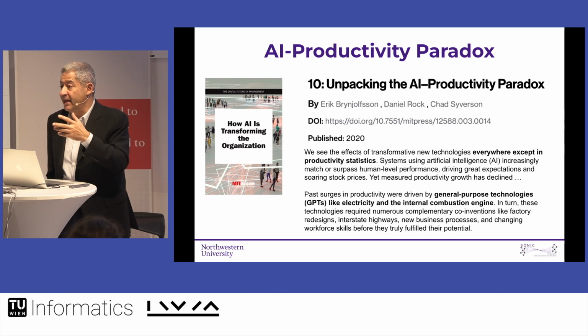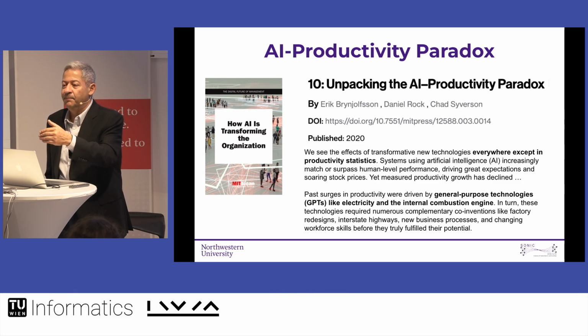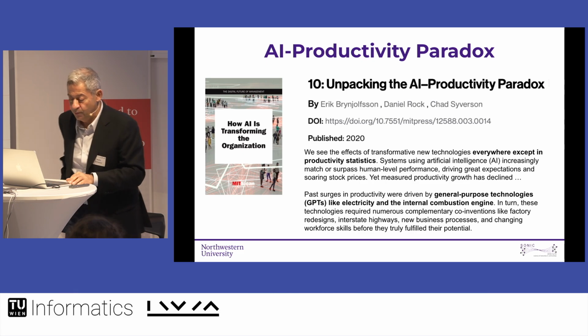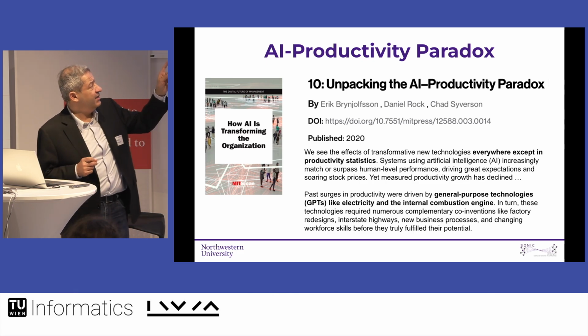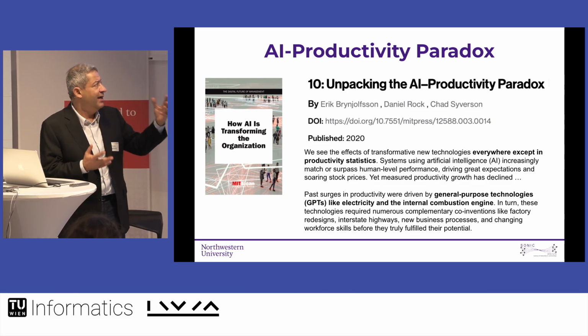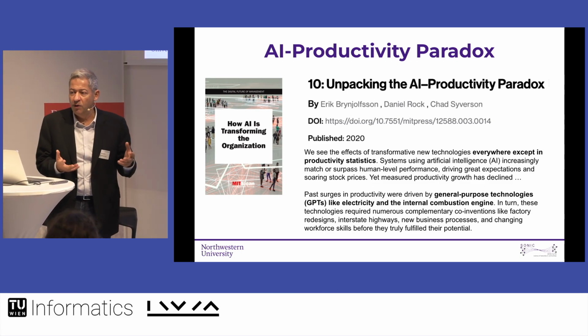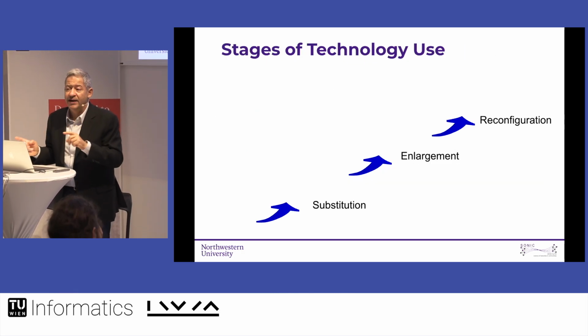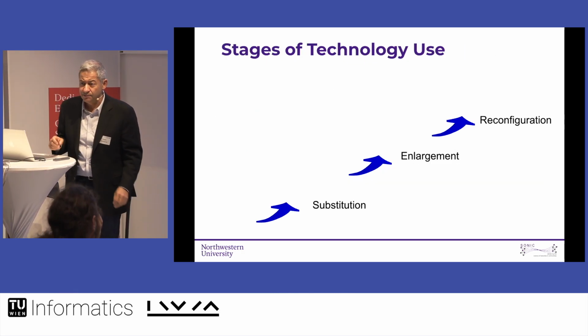And some have made the argument, as has been discussed at this, that what we are seeing now is Gen AI being an example of a general purpose technology. And that may be some of the ways in which we do it. But notice it says, these technologies require complementary co-inventions, whether it's factory redesign, highways, business processes, and workforce skills. And this is one of the reasons why we need to think about that final stage, and that's called reconfiguration.